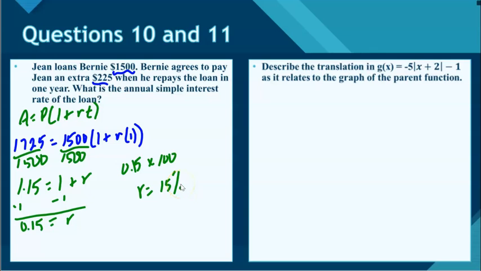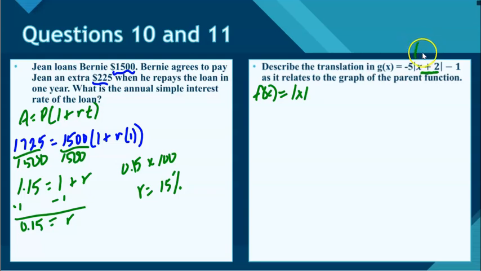Question 11. Describe the translation in g of x equaling negative 5 times the absolute value of x plus 2 minus 1 as it relates to the graph of the parent function. Okay, the parent function of an absolute value function would be f of x equaling the absolute value of x. So we do have the vertex. The vertex is normally at 0, 0.